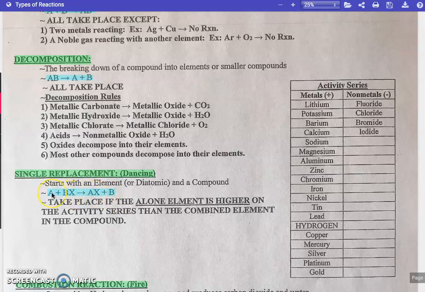So here again, we started with element A by itself. BX is a compound. So an element and a compound, and we have a compound and an element on the products side of the chemical reaction also. So B is getting replaced. One thing is getting replaced. That's why it's called a single replacement. B went to the dance with a girl. B is no longer bonded with anything. It's by himself. So if that makes sense, that is a single replacement reaction.